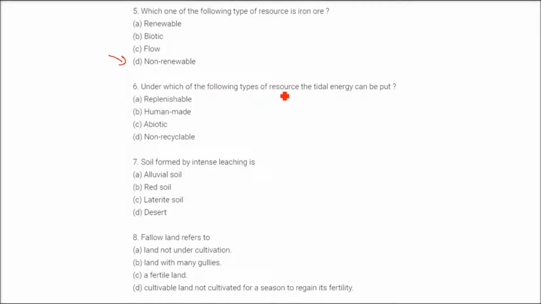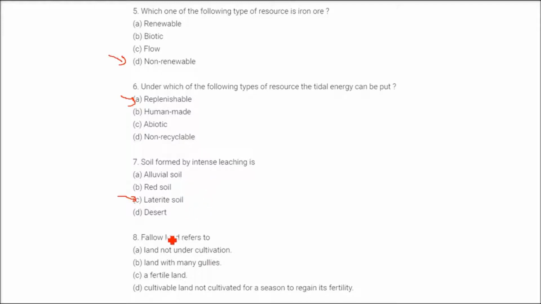Under which of the following types of resources can tidal energy be put? Tidal energy. It is replenishable. It is because of the movement and attraction of the moon. So tide will always come. Next is soil formed by intense leaching. It is laterite soil. You will find it in Kerala area where the rainfall is more than 200 centimeter per annum.